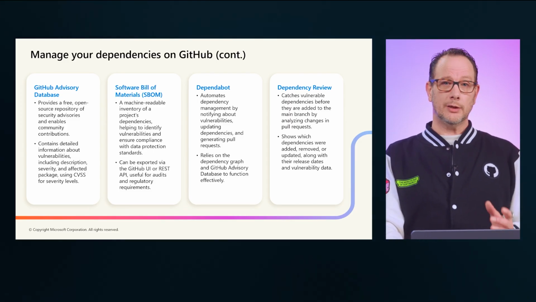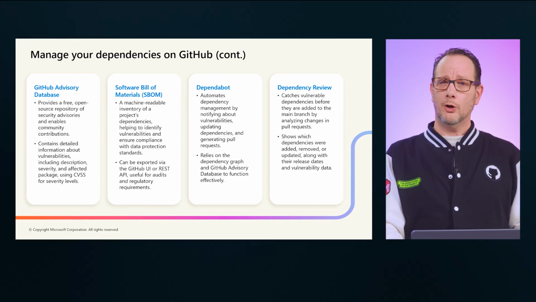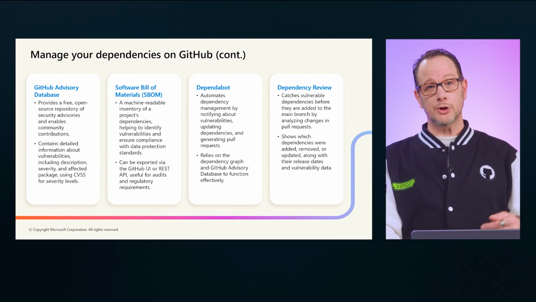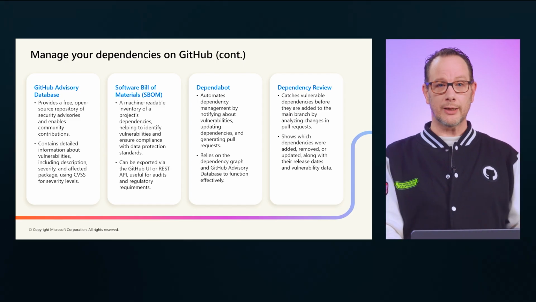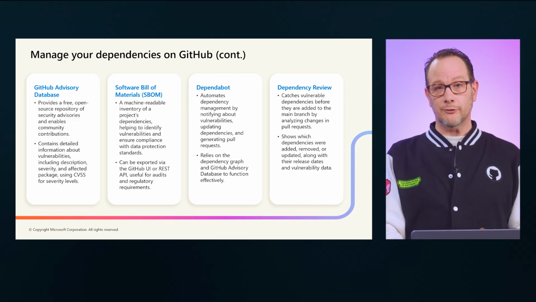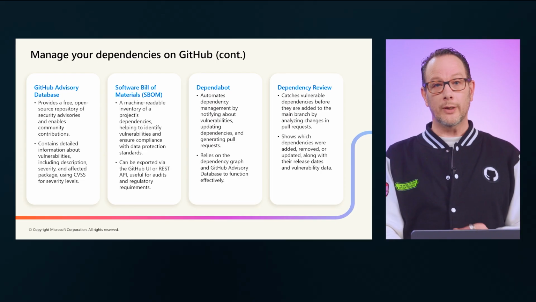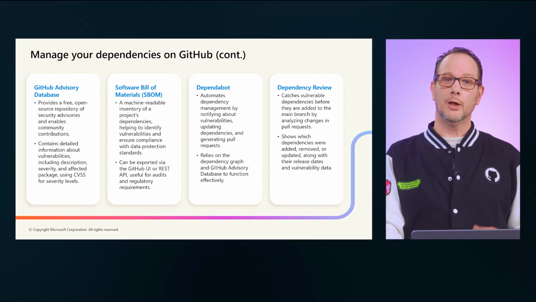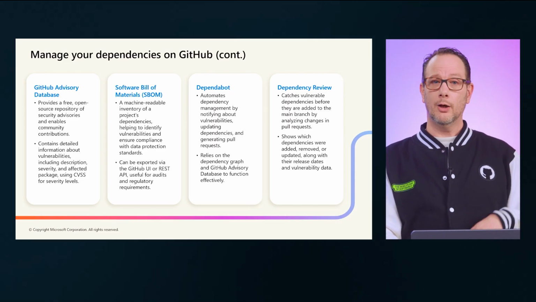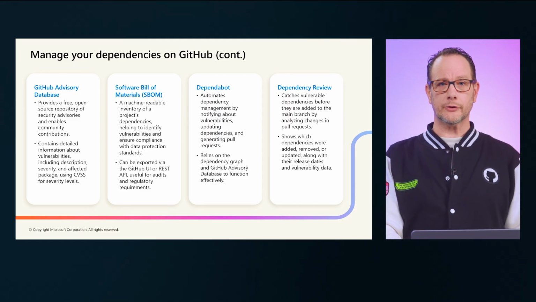Next, Dependabot ties all these tools together by automating dependency management, alerting you to vulnerabilities, updating dependencies, and generating pull requests to keep everything current. By leveraging the dependency graph and the advisory database, Dependabot ensures your project stays secure with minimal manual effort. Together, these tools empower you to manage dependencies confidently, protecting your software supply chain and complying with industry regulations.